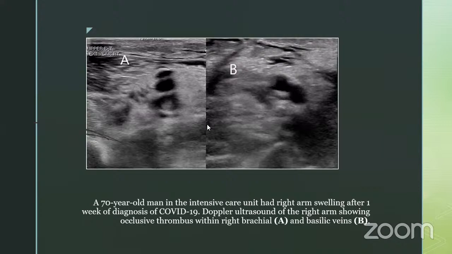In this case, we can see a 72-year-old man in ICU who had developed right arm swelling after the diagnosis of COVID. We did a Doppler ultrasound in his right arm, which showed an occlusive thrombus in the right brachial vein, and here we can see the thrombus in the right basilic vein. So he had both deep and superficial venous thrombosis due to COVID disease.